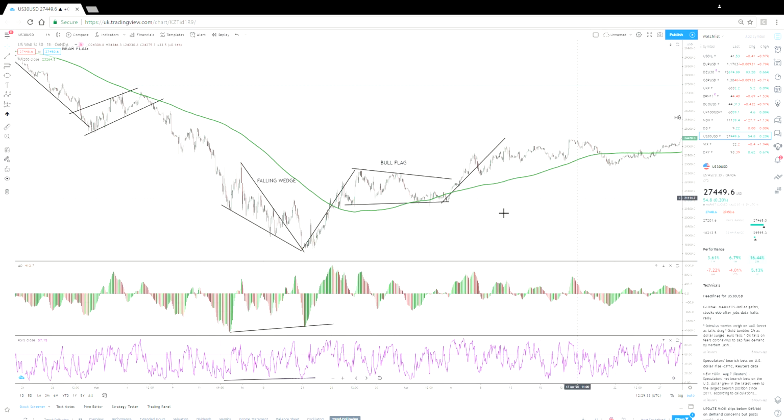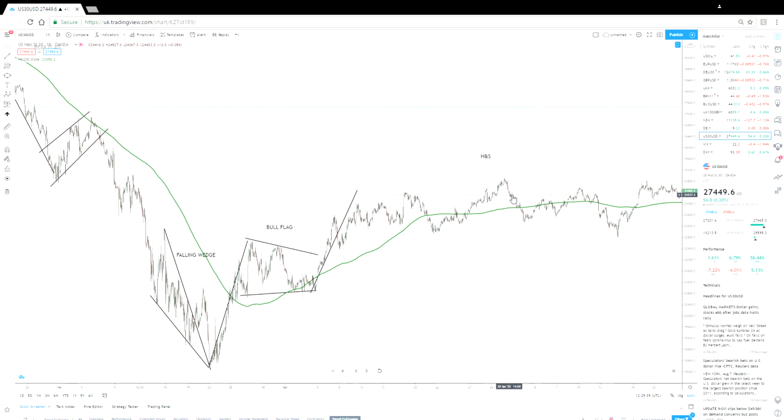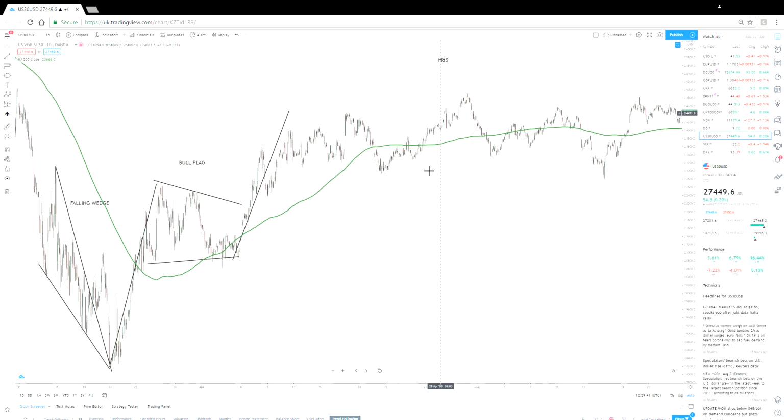Big moves. Okay. Next one we've got here is, if you ever listen to bears, sellers of the market, head and shoulders, everyone tells you it is bearish.